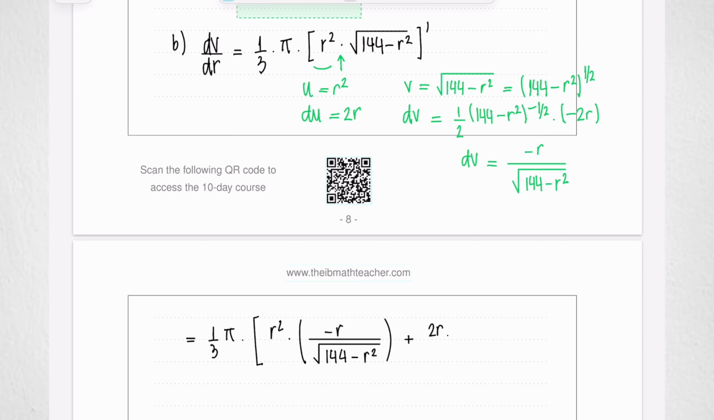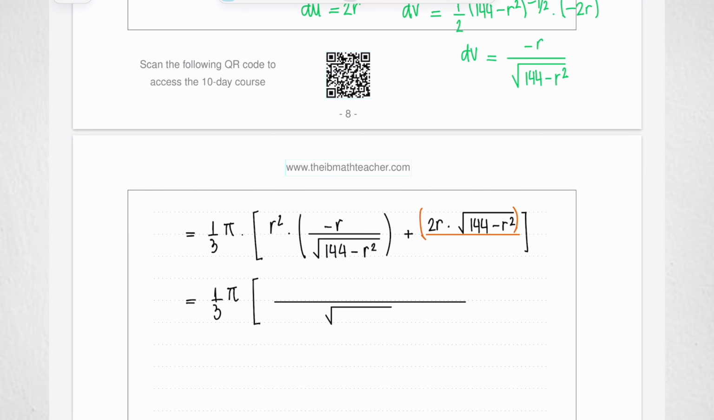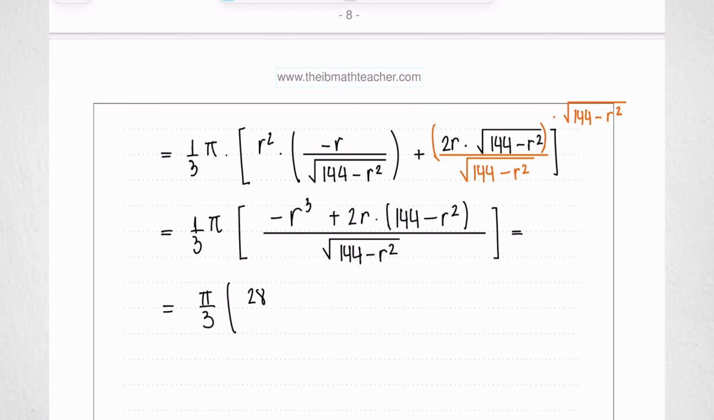And if we use the root as a common denominator, which means multiplying this and the denominator by the root of 144 minus r squared, we get negative r cubed plus 2r times the root of 144 minus r squared squared, which means that the root is now gone. So we have 288r minus 3r cubed in the numerator and the root in the denominator. And by the way, we can simplify this even further by dividing by 3, which gives us pi times 96r minus r cubed over the root of 144 minus r squared.